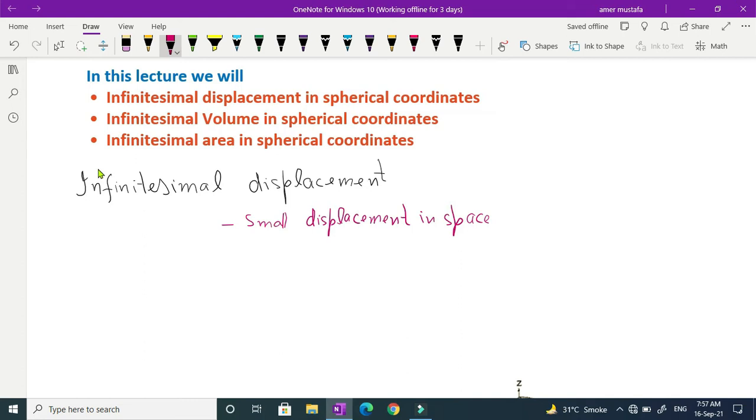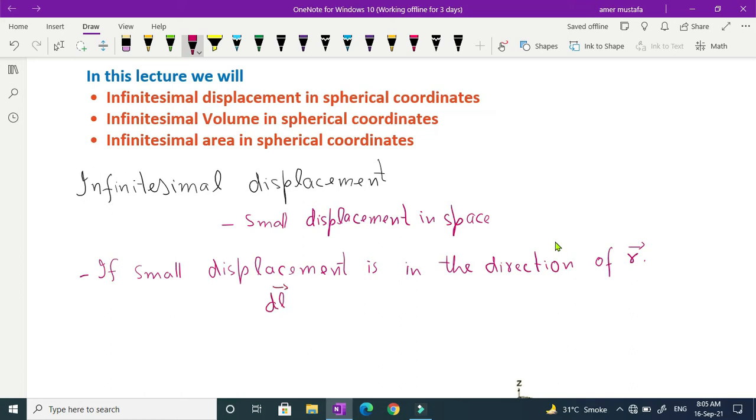If the small displacement in space is along the direction of r, then dl, which is the infinitesimal displacement, would be equal to simply dr into r cap, because its direction is along the increasing direction of r.